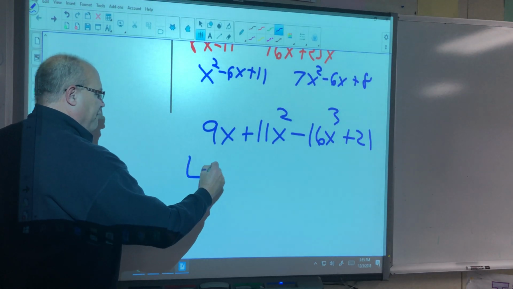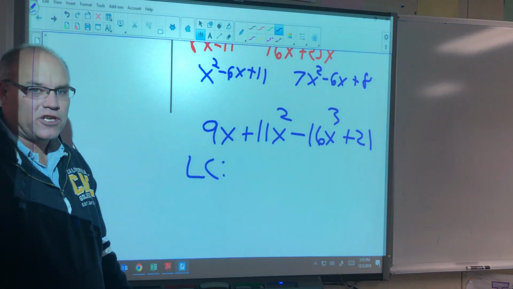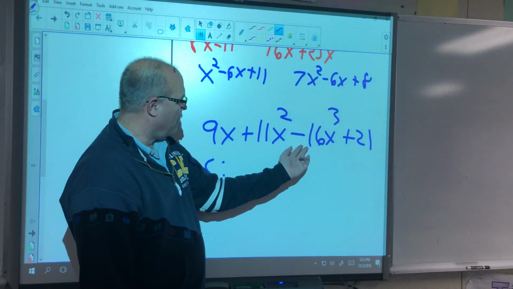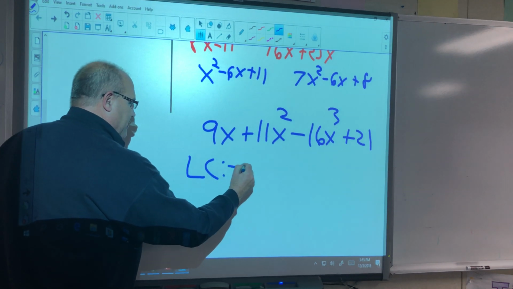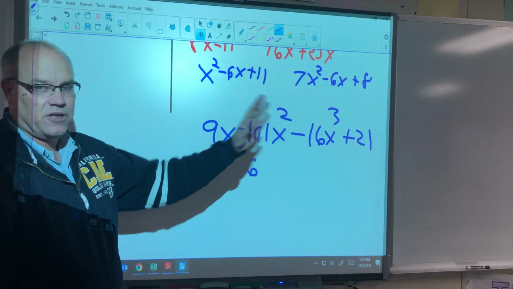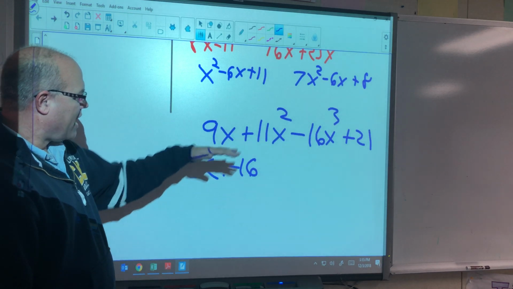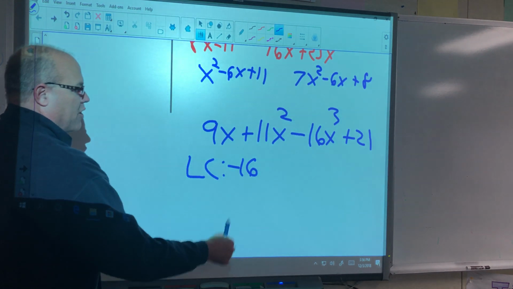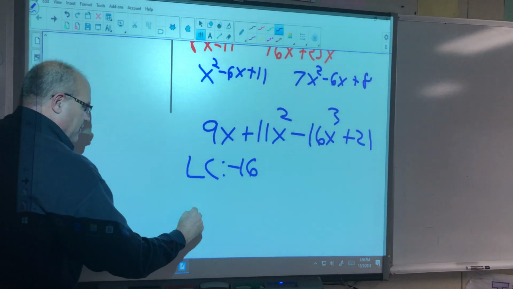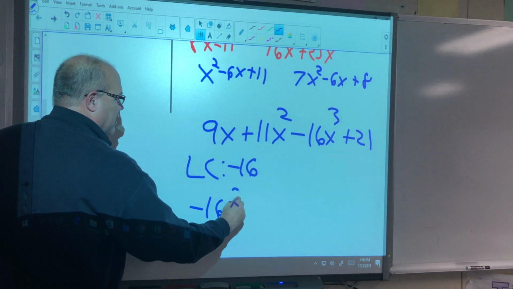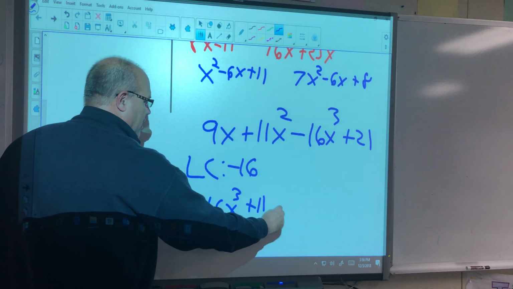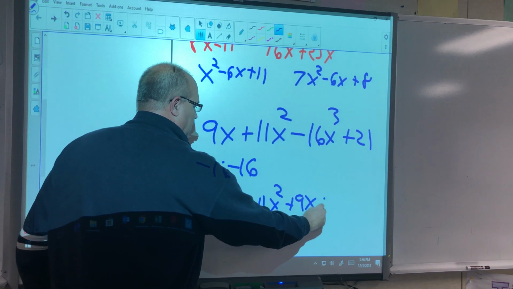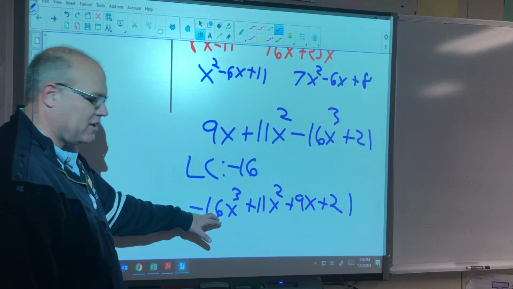We're going to say the lead coefficient, LC. The lead coefficient for this is going to be, the highest power is x cubed, and the coefficient is negative 16. So negative 16 is the lead coefficient for this polynomial. If I write it in standard form, you'll see it's always the first coefficient. So if I wrote this in standard form, we go from highest power to lowest. So this is negative 16x cubed plus 11x squared plus 9x plus 21. So there's your lead coefficient.